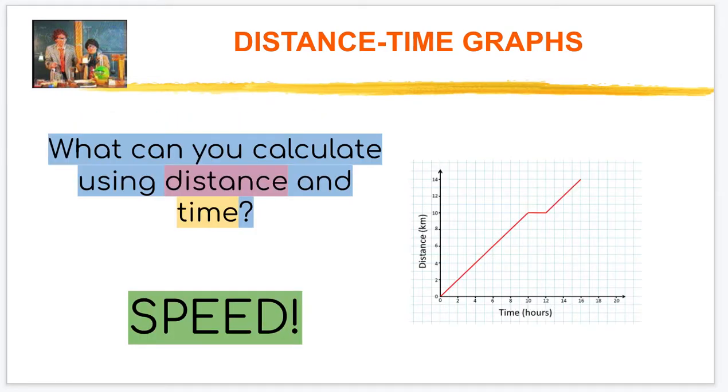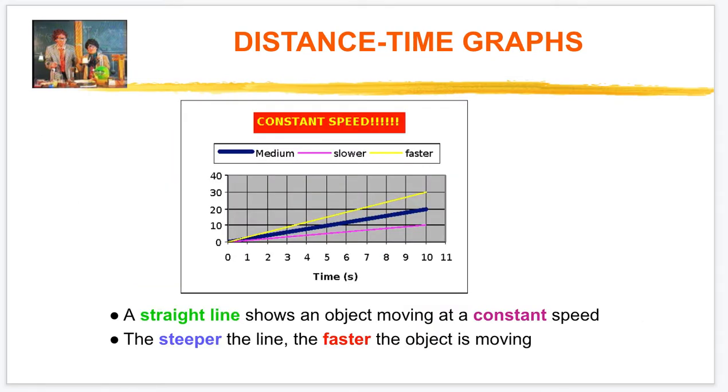Okay, so what can we calculate using distance and time? We know that's speed. We've been doing that for a while here. We talked about miles per hour. We say that a lot when we're riding in a car. Miles is our distance, hour is our time, and we say we're going 55 miles per hour. 55 is our speed.